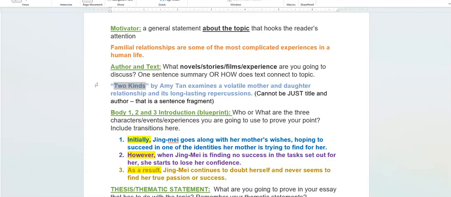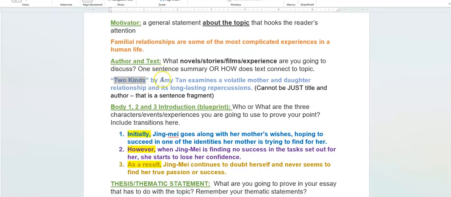Longer things like films, which is the unit you're in now, should not have their titles in quotations, they should be in italics. And this is true for a novel or a play like Othello later on. So short stories and poems in quotations, longer ones in italics.